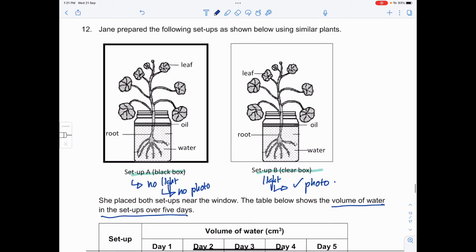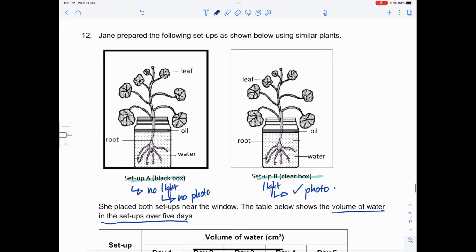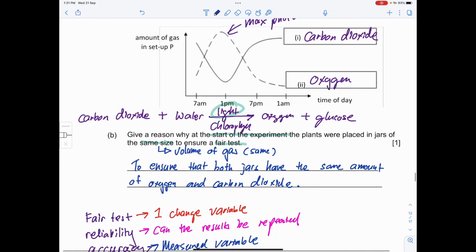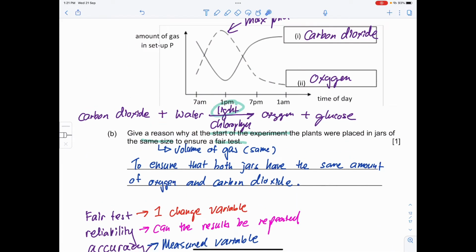Now, sometimes even before looking at your answers, I like to tell students, you should anticipate what the trend is. Okay, ask yourself, which one do you think would lose more water? And my answer to you would actually be B. Because B actually is able to photosynthesize. And if you go back to your word equation, you know that water is being used up during photosynthesis.